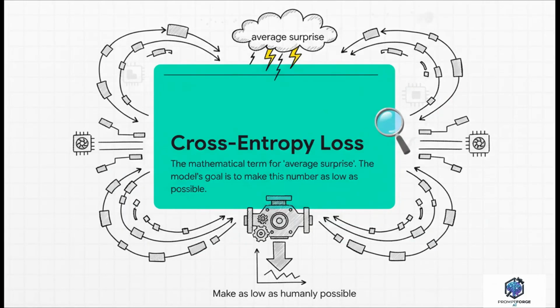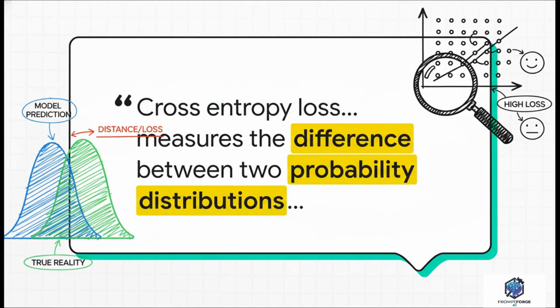Now, the fancy technical name for this average surprise is cross-entropy loss. And this little number is the absolute engine of learning. The model's entire goal during its training is to tweak all of its internal settings, billions of them, to get that loss number as low as it can possibly go. Yeah, this quote sums it up perfectly. The loss is just a way to measure the gap between the model's guess and the actual truth. So the lower the loss, the better the model is at predicting reality, which means it's learned the patterns in the data really, really well.